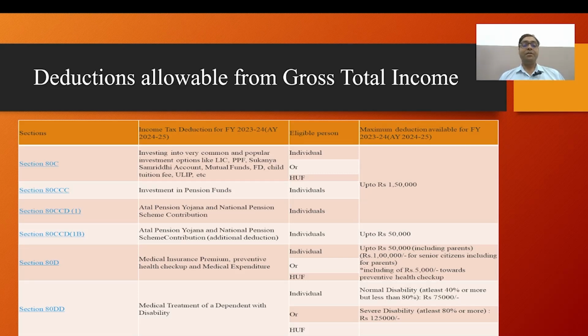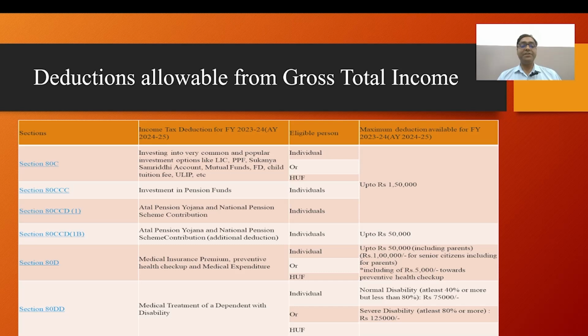Okay, and there is some change here: section 80CCD clause 1B, Atal Pension Yojana, National Pension Scheme contribution, additional deduction. If you are an individual, it will be applicable. You can take a maximum benefit of 50,000 rupees. We can say easily section 80C till 80CCD you can take 1,50,000 plus 50,000. You can say that 2 lakh rupees is the maximum deduction under this section.